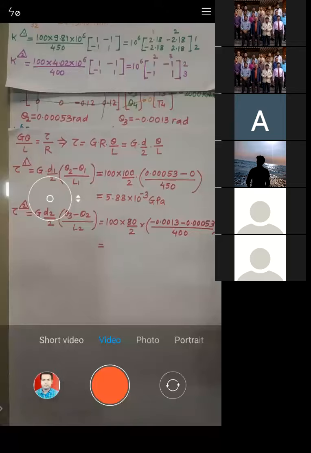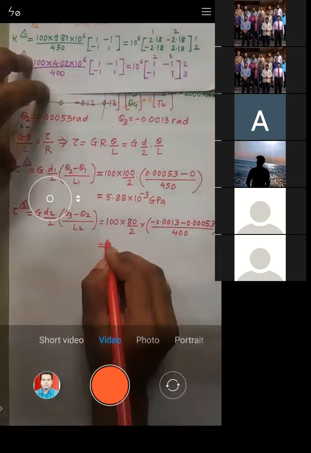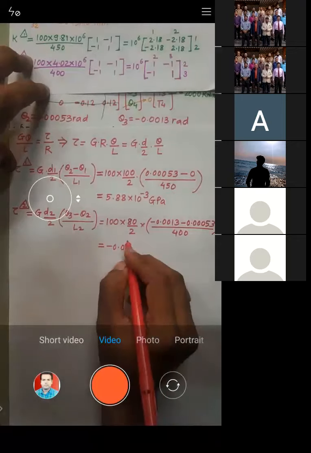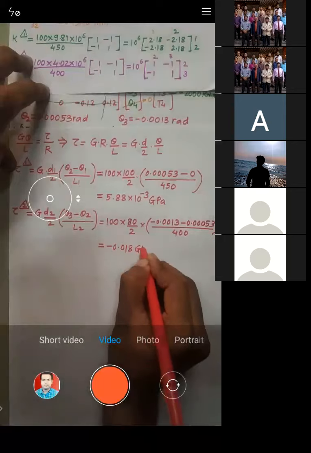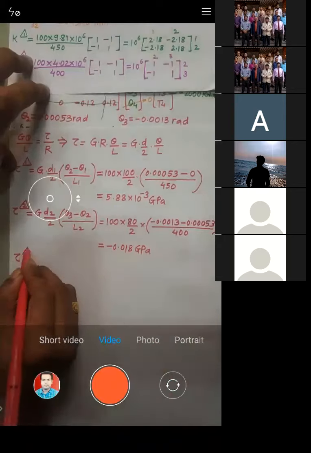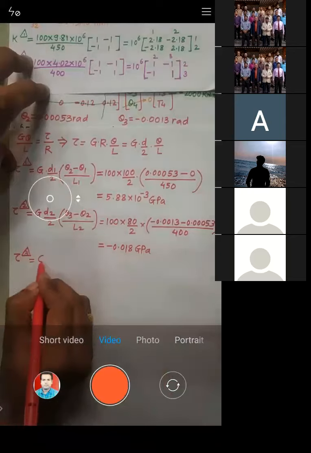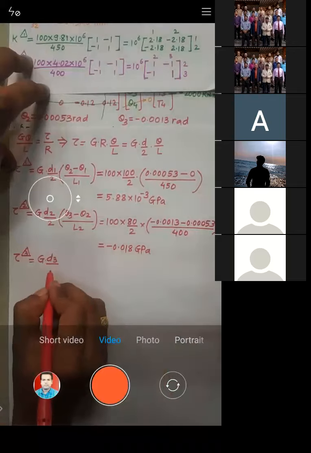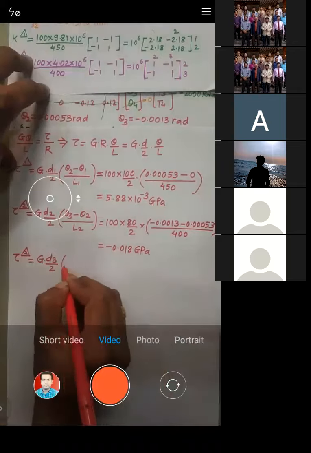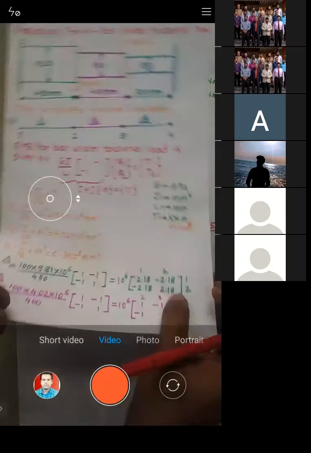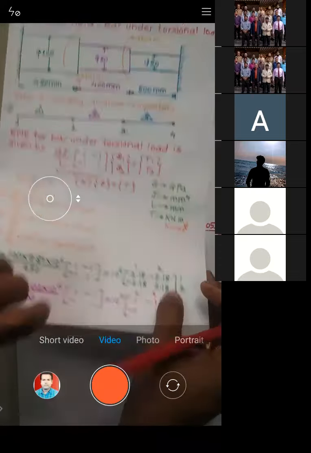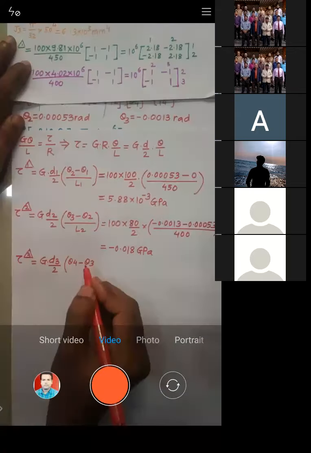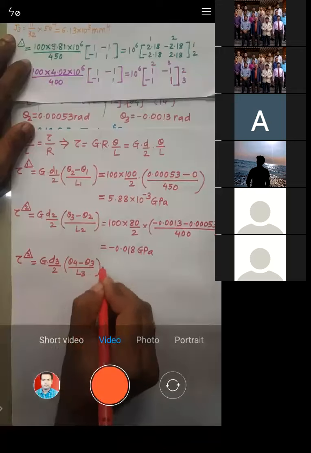Minus 0.018. Okay, this is again in gigapascal. Now calculate stress in element number 3. G we have common value, upon diameter of third element, D3 divided by 2, into element number 3. If you can see, it is between 3 and 4. So we need to write here theta 4 minus theta 3 upon length of element number 3 is L3, right?